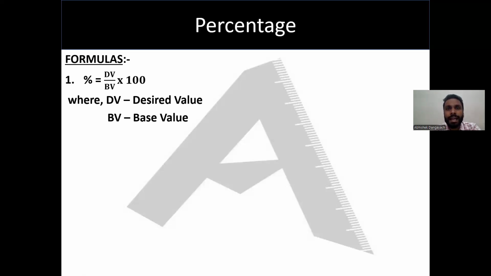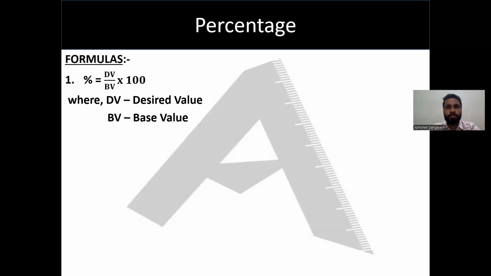Talking in terms of desired value, what do you actually mean by desired value? Desire means something that we want. So desired value is the value that we want, which is ultimately the value that is being asked in the question. जो भी वैल्यू आपसे क्वेश्चन में पूछ ली जाती है वो आपकी डिजायर्ड वैल्यू होती है, because this is something you need to calculate. Talking about the base value.